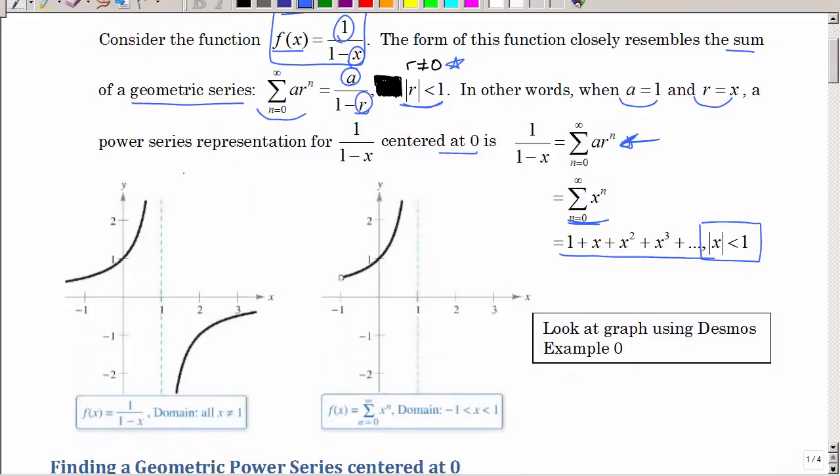Here is the graph of f of x equal to 1 over 1 minus x between -1 and +1. So just looking at this part right here. This graph is the graph of the series of x to the nth power between -1 and +1. I think you can see they are pretty much the same. So that's what we're going to try to find out. Can we take other functions and represent them as power series?